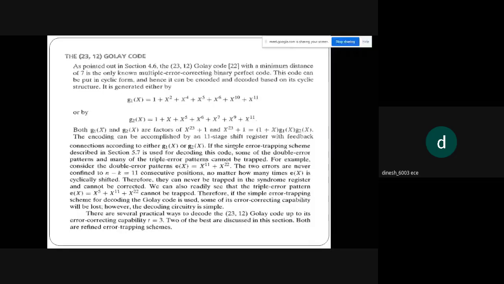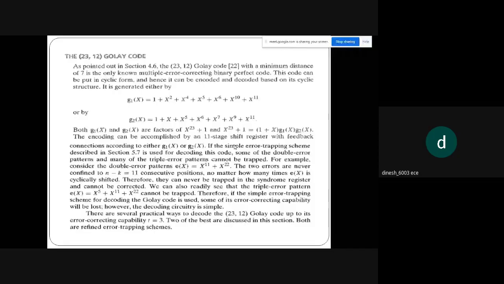So where these are being obtained by the factors x power 23 plus 1. So we had seen x power n plus 1. So that concept, factorization, two factorizations. So either by using g1 of x or g2 of x, we can easily trap the errors and correct them in the factorizations.